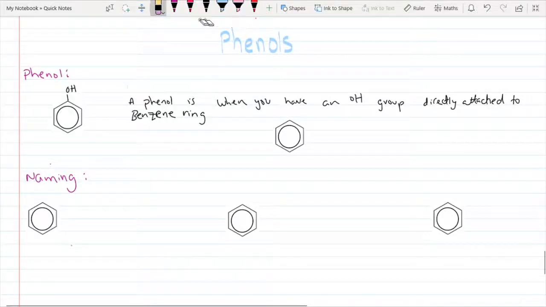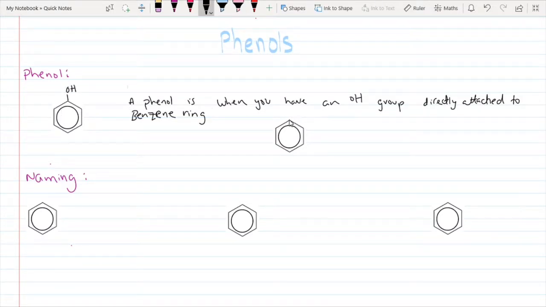Okay, so today we are going to be looking at a new topic, another amazing piece of organic chemistry, and it's called phenols. Now, a phenol is when you have a hydroxyl group, or an OH group, directly attached to the benzene ring, just like this. It's directly attached to the benzene ring.